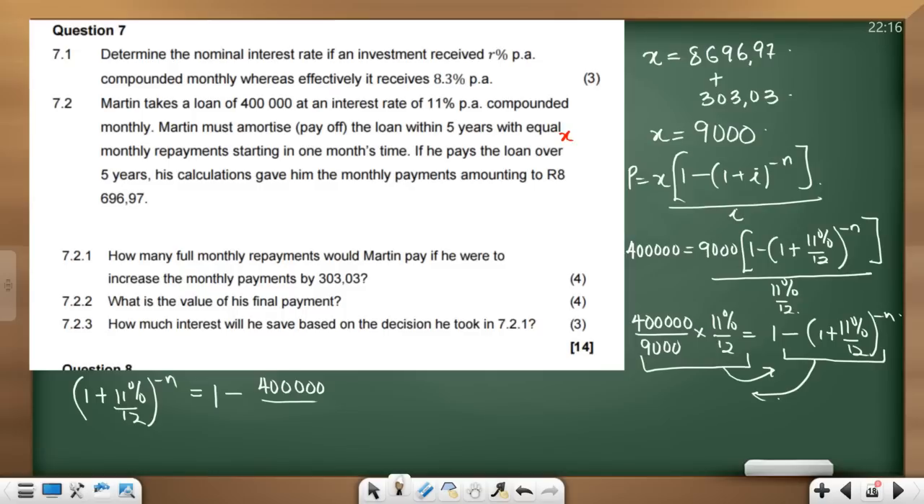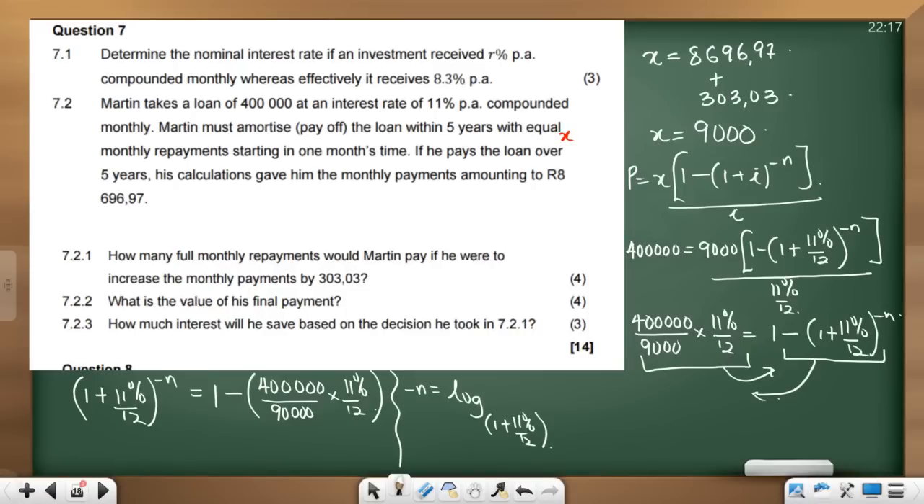Please, let's count the zeros. Over 90,000 times 11% over 12. I don't know if that makes sense. Now, definitely, I know I'm going to use my logs. Negative n would be what? The log of, what's my base? 11% over 12. Okay, now we need to fix that answer.